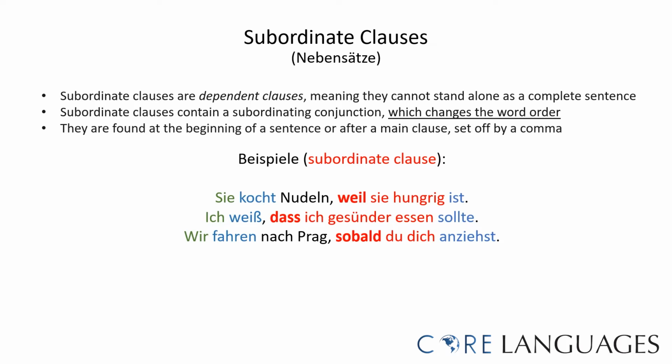I can also start the sentence with the subordinate clause. Weil sie hungrig ist, kocht sie Nudeln. Pay attention to what happened in the main clause. The entire subordinate clause is now considered position 1, which causes inverted word order, meaning the subject, sie, is now in third position. It would be incorrect to say, weil sie hungrig ist, sie kocht Nudeln.